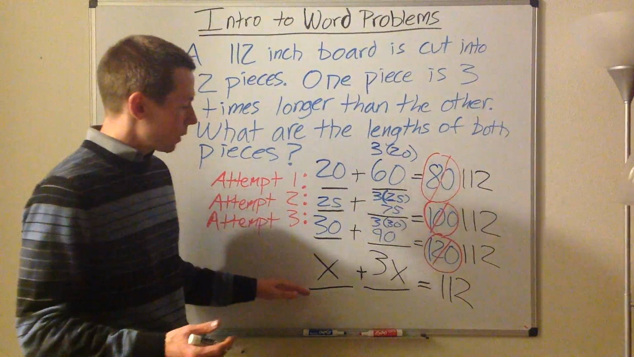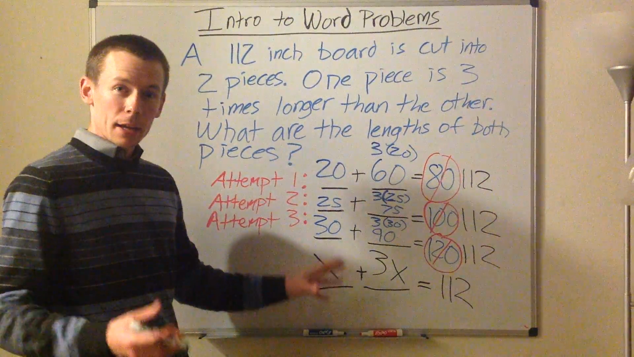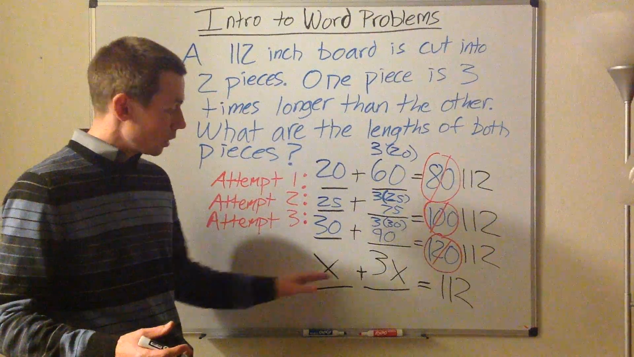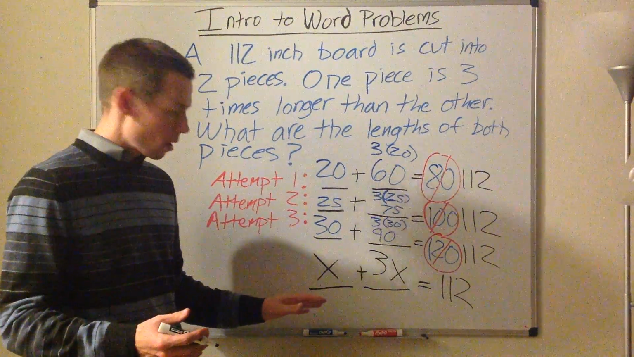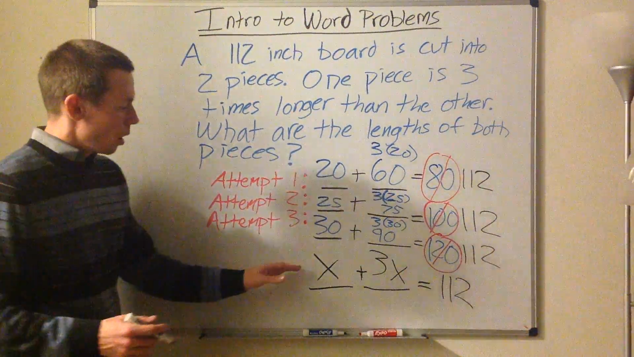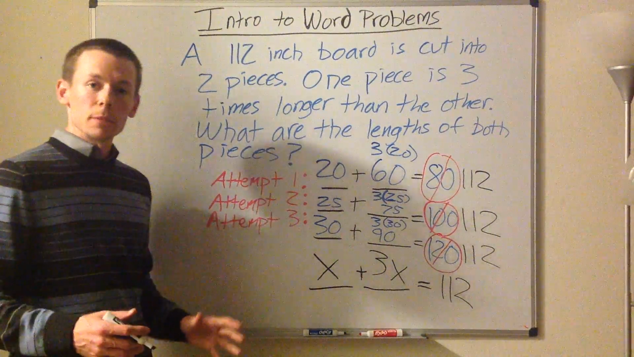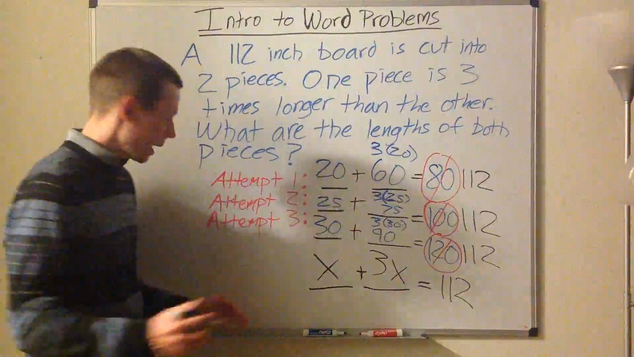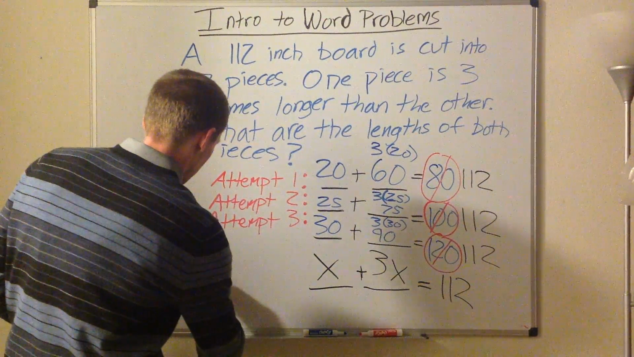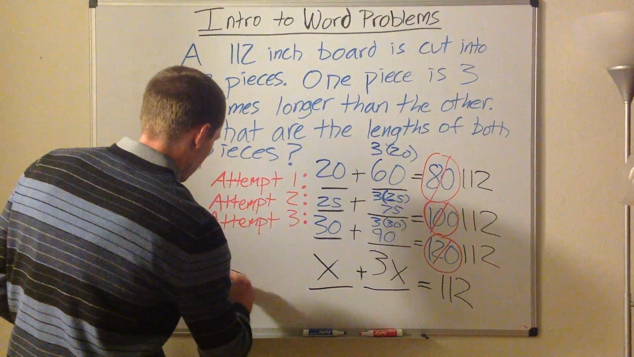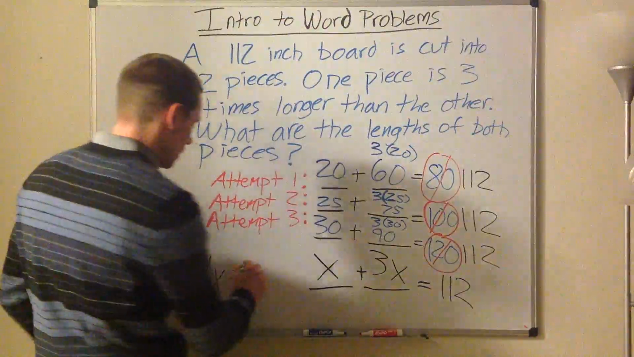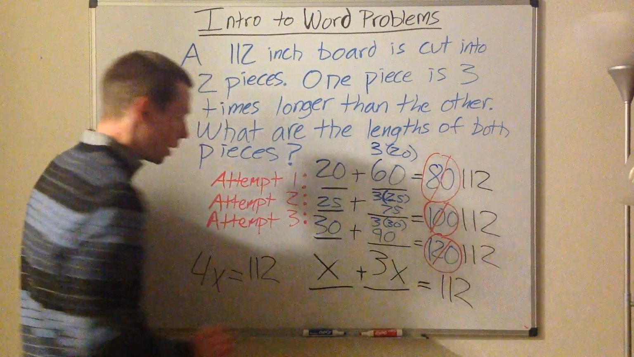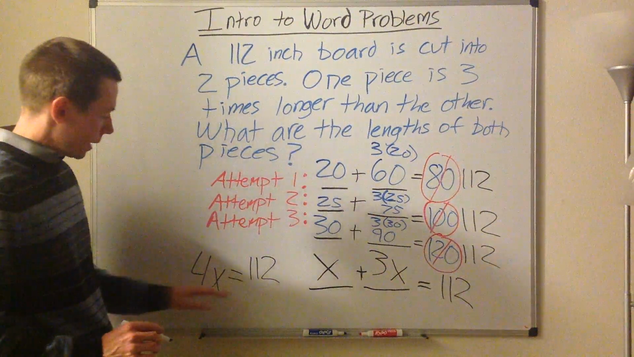So now effectively what I've done is set up an algebraic equation where I can now collect the like terms and begin to solve. So, are x and x like terms? Yes, they are. What's 1x plus 3x? It's 4x. And what do we have on the other side of the equals? 112.